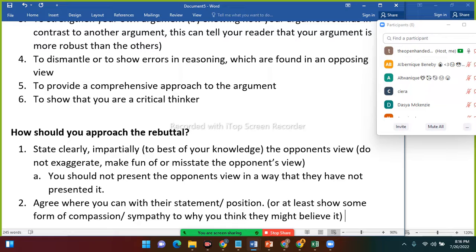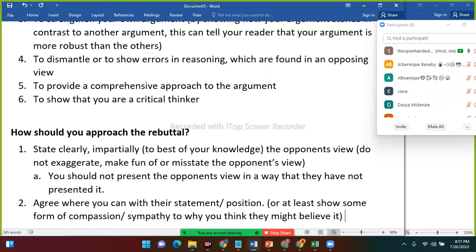You could say, well, while I don't agree with this statement, I can understand why the person would say that, in a sense that it is true that more men commit crimes than women. So maybe that's where they got that idea from, right? You could say something like that before you totally annihilate them, right? So give some sympathy or compassion to their point of view, right? That shows that, hey, you don't hate them as a person, you just don't agree with them fully.